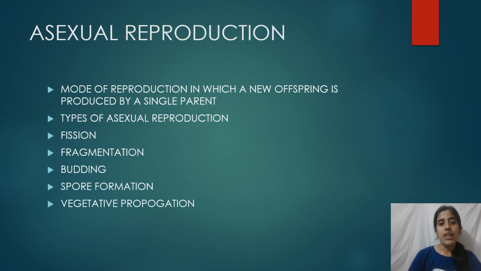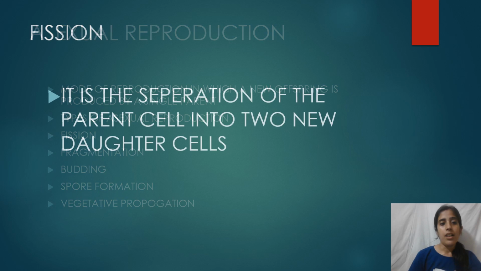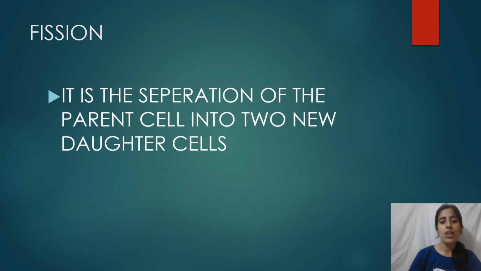In asexual reproduction, a new offspring is produced by a single parent. The types of asexual reproduction are fission, fragmentation, budding, spore formation, and vegetative propagation. Next is fission. It is the separation of the parent cell into two new daughter cells.